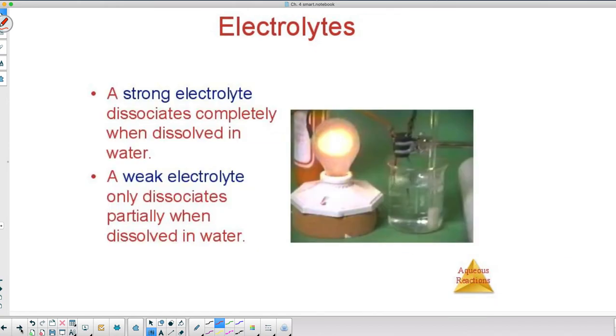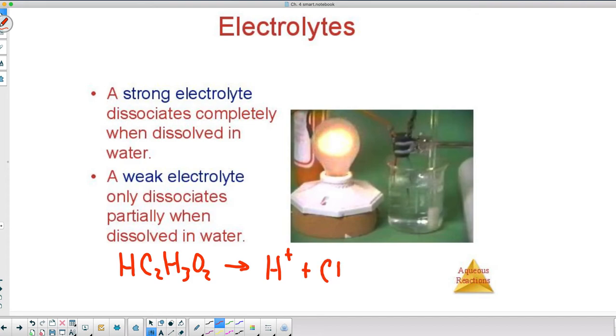Okay, moving on. So electrolytes. Strong electrolytes dissociate completely when dissolved in water. The weak electrolyte only dissociates partially. So here's what that means. Sometimes you can have something called a weak acid. And we have many weak acids, and a weak acid would break up like this.